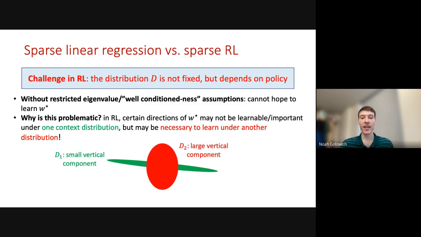But it might be the case that the optimal policy induces a distribution over feature vectors, which is given by some other distribution, I'll call it D2, which has a large vertical component. So in order to figure out what action to take at this step, under the optimal policy, we need to learn the direction of the rewards, W star, in this vertical direction. And so the conclusion here is that in some sense, we have to explore all possible directions which are attainable under some distribution over features induced by a policy.